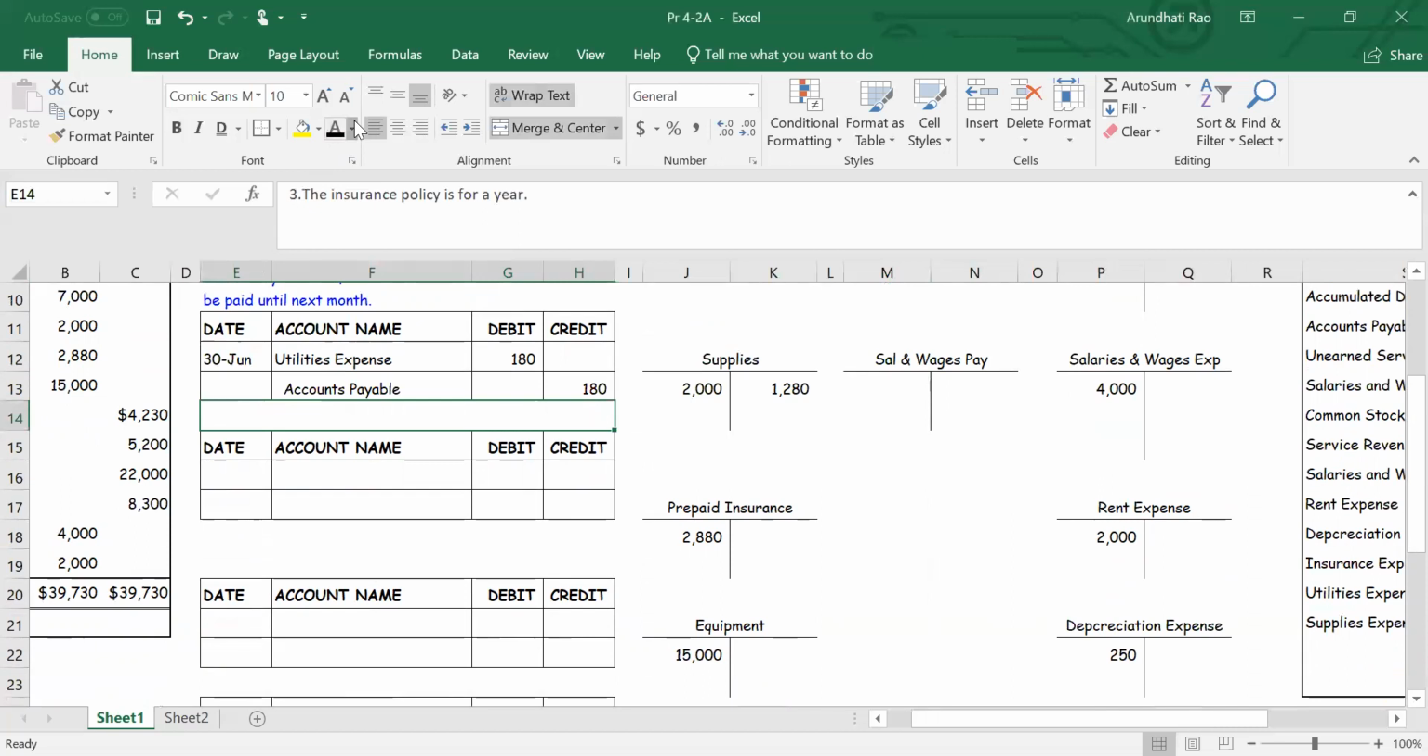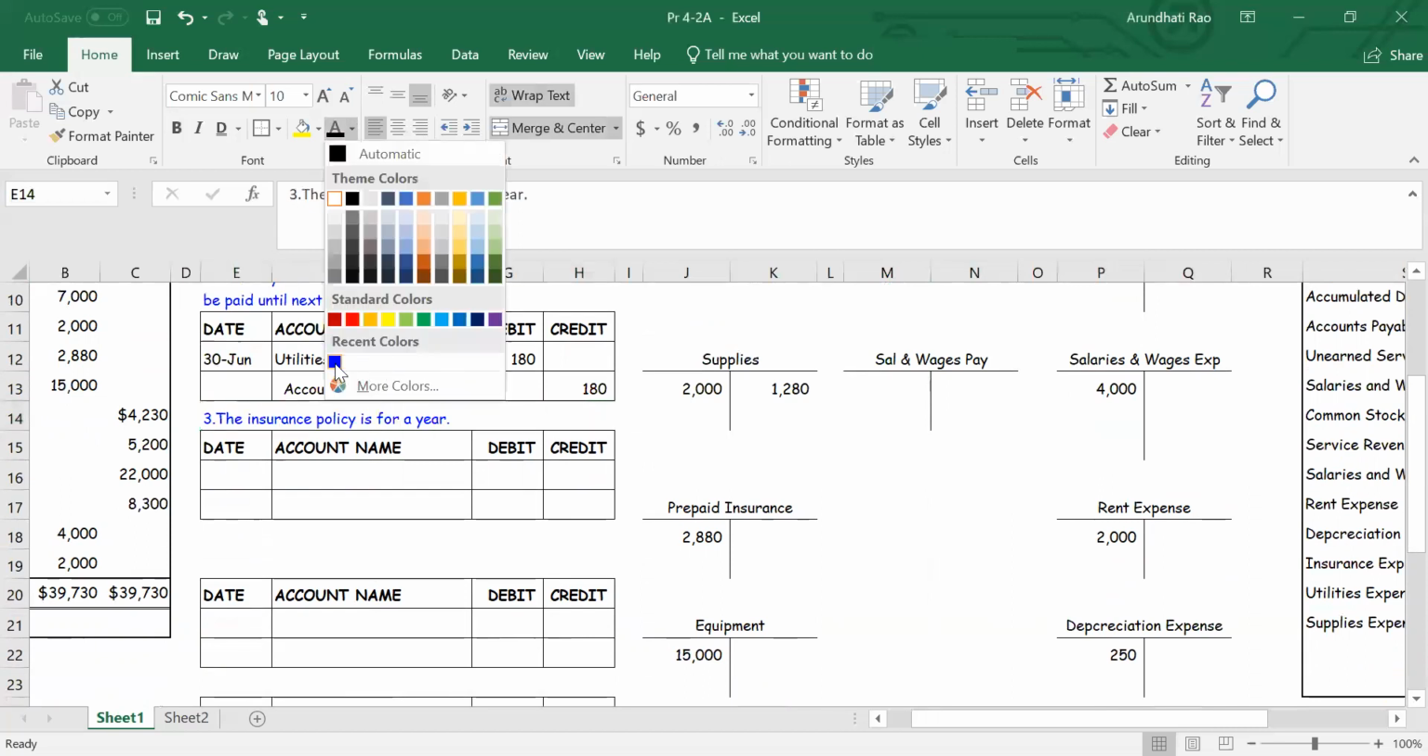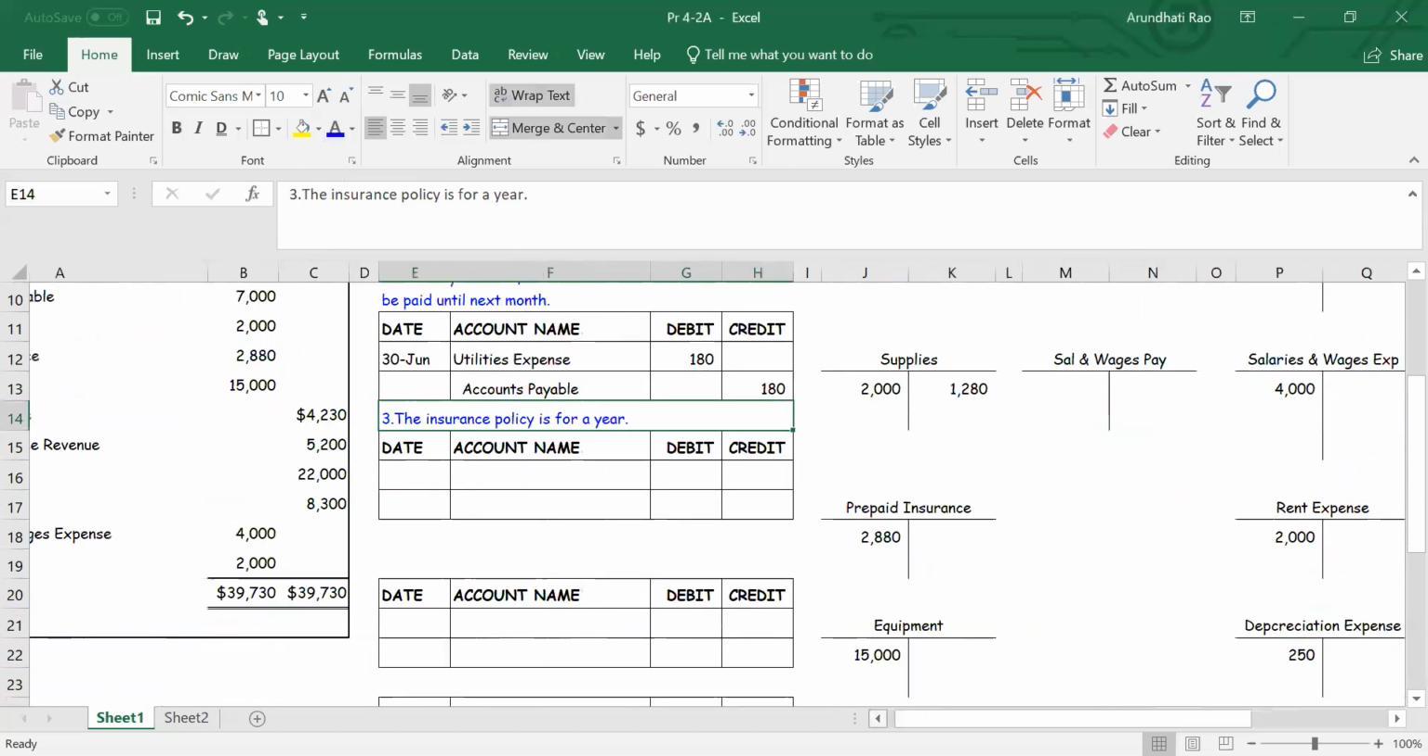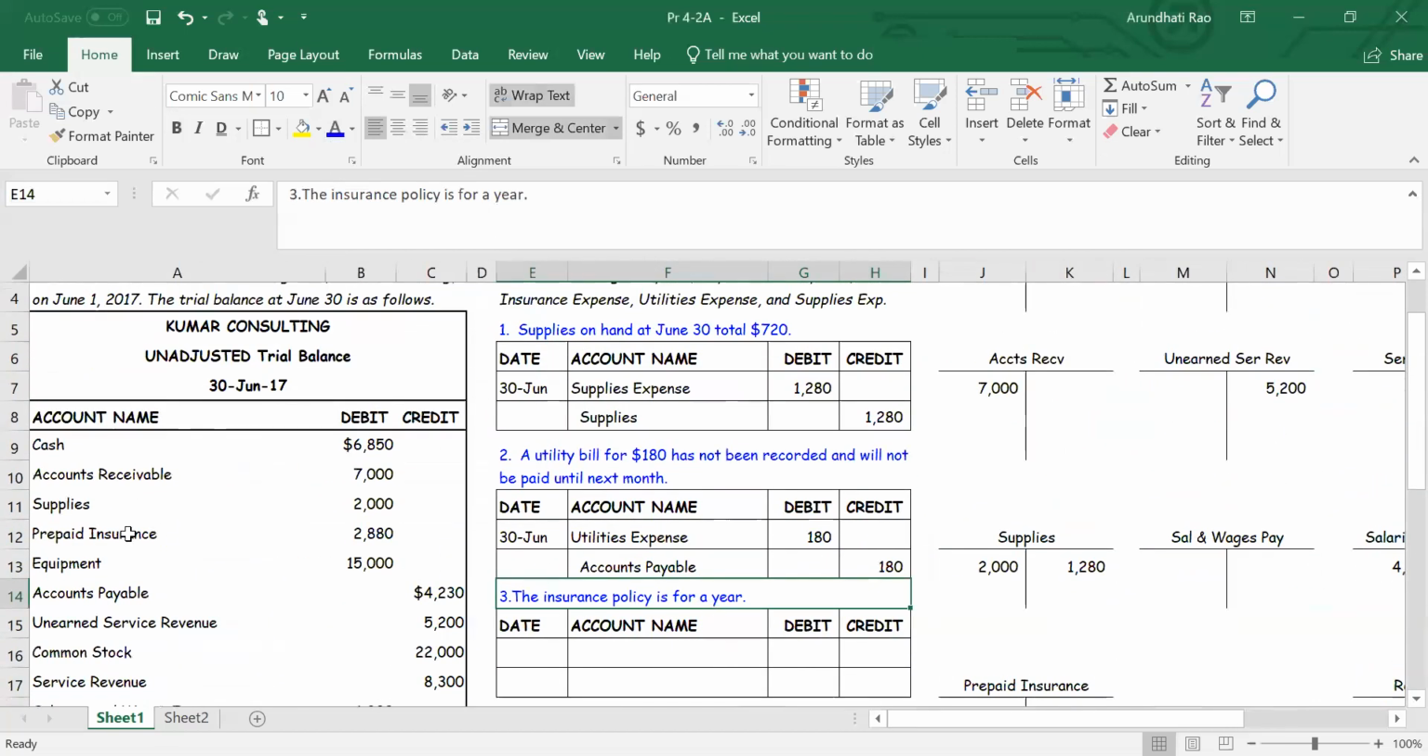The next piece of information, I'm told, the insurance policy is for a year. So let's see what I have over here in my trial balance. I have prepaid insurance of $2,880. So this policy is for a year, which means 12 months. I'm doing my adjusting entries for the month of June, for 1 month. Again, the date is going to be June 30th.